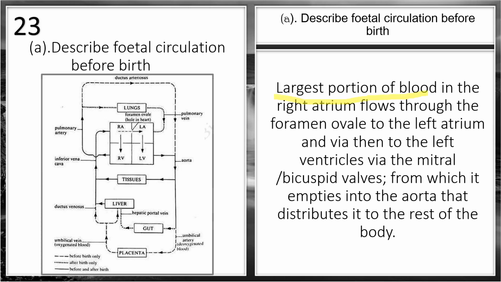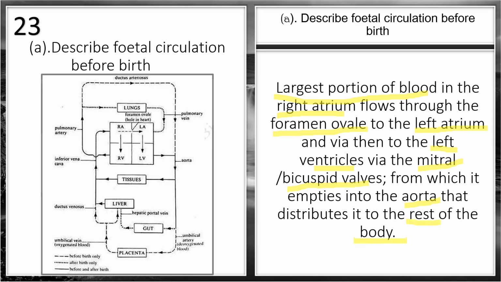The largest portion of blood in the right atrium flows through the foramen ovale to the left atrium, then to the left ventricle via the mitral or bicuspid valve, from which it empties into the aorta that distributes it to the rest of the body.